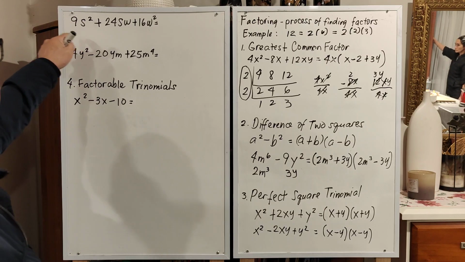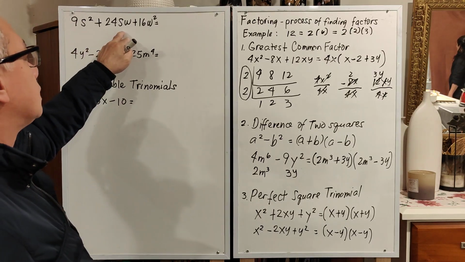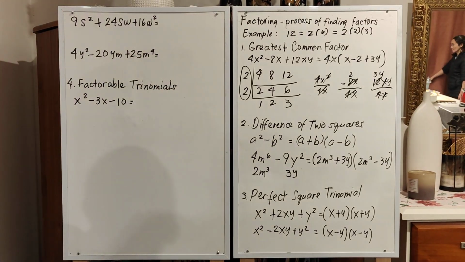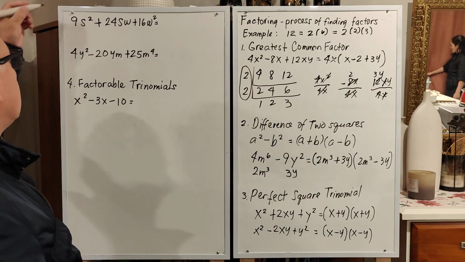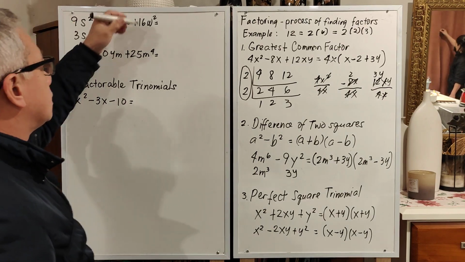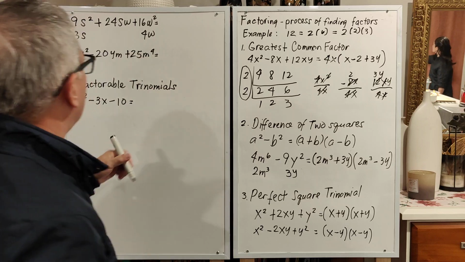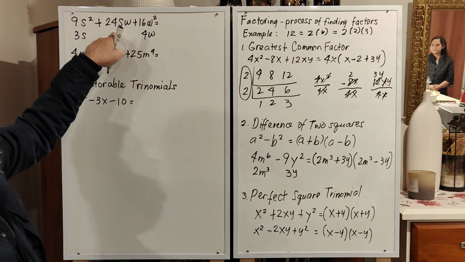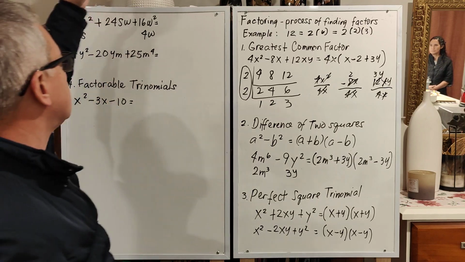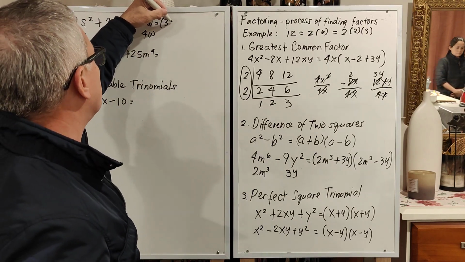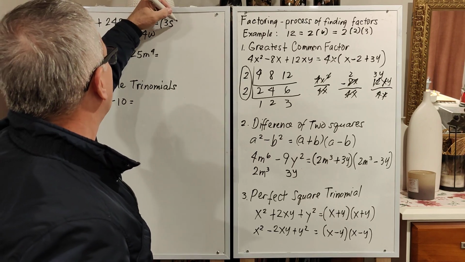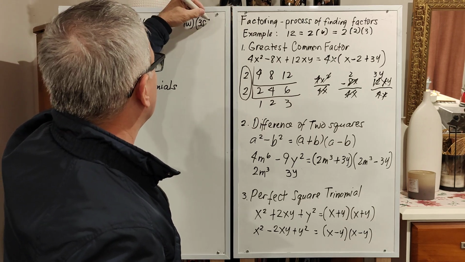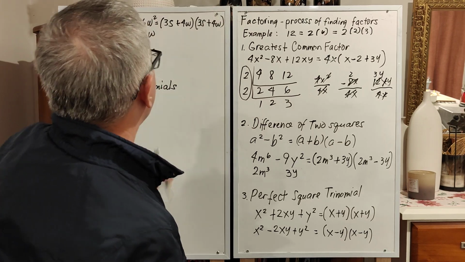So we have an example: 9s squared plus 24sw plus 16w squared. So this is a perfect square. The square root of this one is 3s. The square root of this one is 4w. Now if you multiply this one and this one times 2, it is equal to this one, so we can rewrite this as 3s plus 4w times 3s plus 4w.